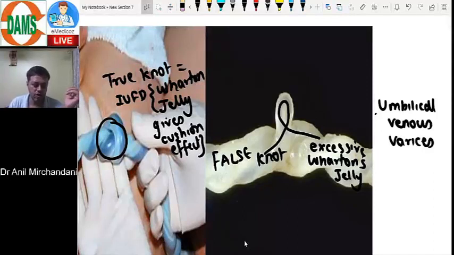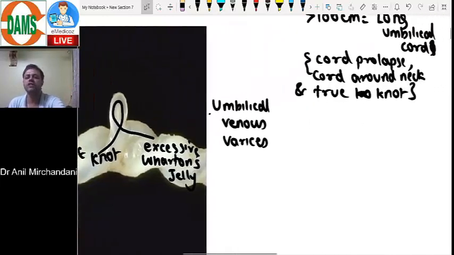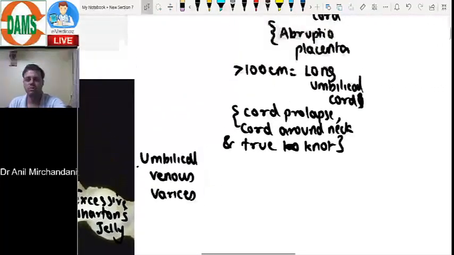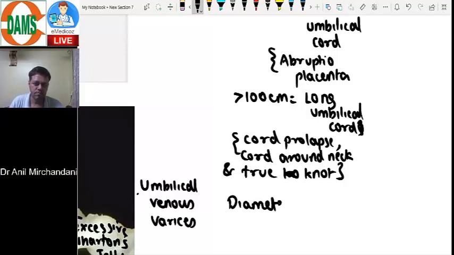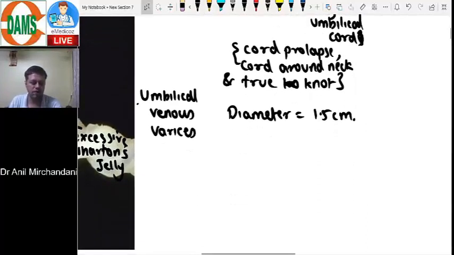So we were talking about the length of umbilical cord, and you have understood that the length should be in the normal range. More than 100 centimeter is long umbilical cord, which can be associated with cord prolapse, cord around neck, and true knot. Diameter of umbilical cord is 1.5 centimeter.